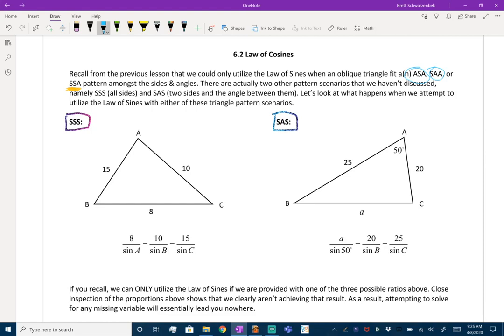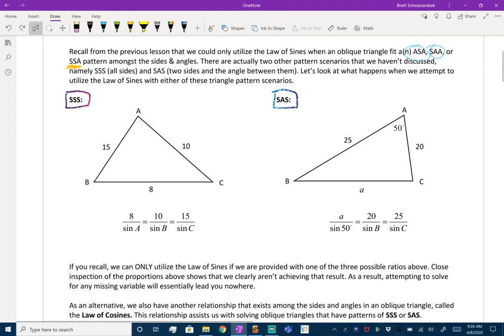Another one would be two sides and the angle between them. So for example, we got two sides and the angle nestled between them, right? So these are the two other patterns that we're going to be dealing with in this class, but there's a very important note here. You might try to attempt to use the law of sines to figure out what these missing pieces are. So I'm going to prove to you that you absolutely cannot do that.